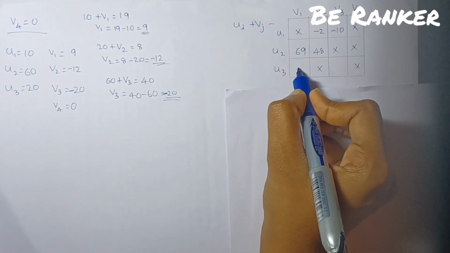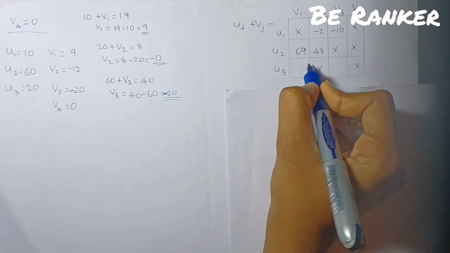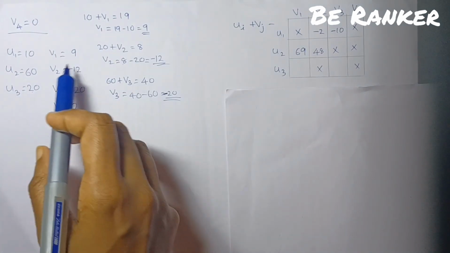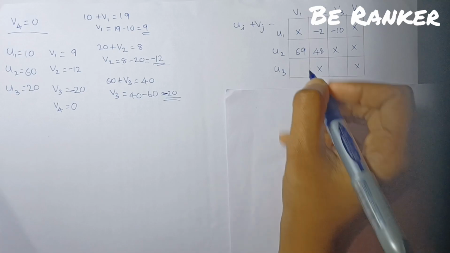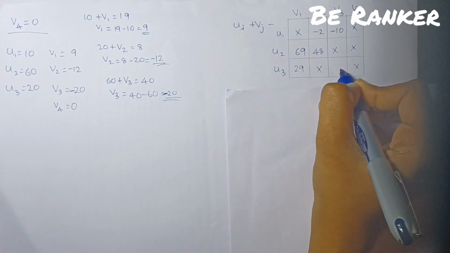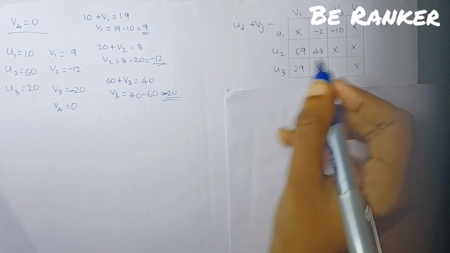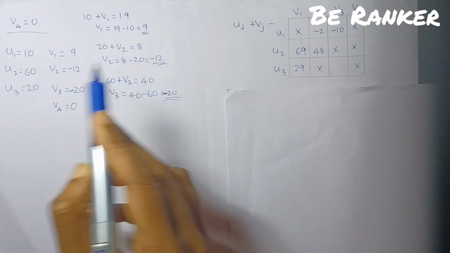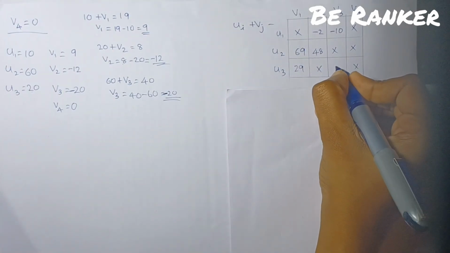And in the last row it is U3 plus V1. U3 is 20 plus V1, 9. 20 plus 9 is 29. And the last one, U3 plus V3, U3 row and V3 column. U3 is 20 plus minus 20. 20 minus 20 is equal to 0.